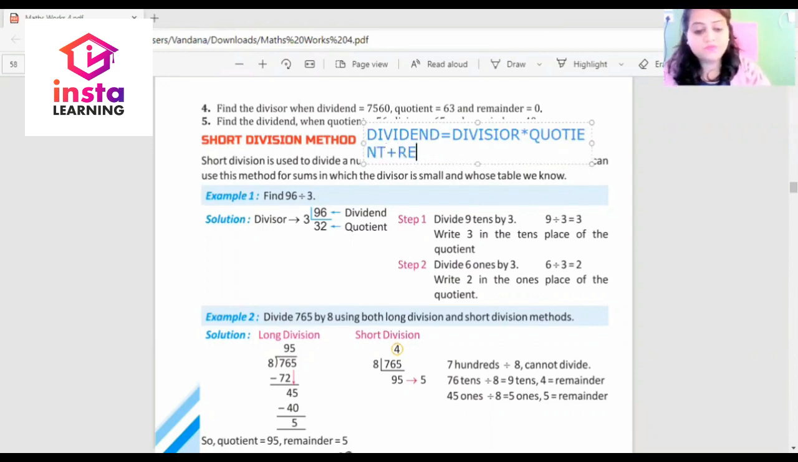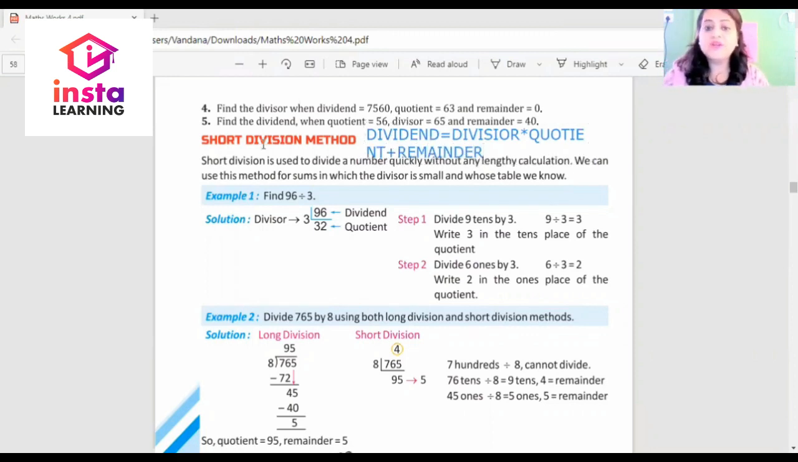So students, just put all the values to find out your divisor. 7,560 is your dividend, and quotient is given as 63. Then your answer is 120. It's your divisor. Okay, so put the values and find the answer.